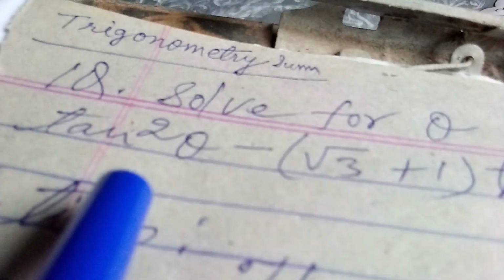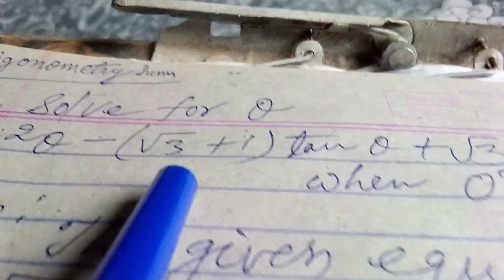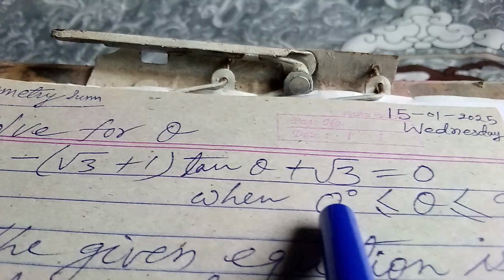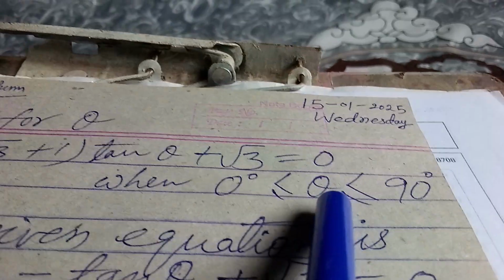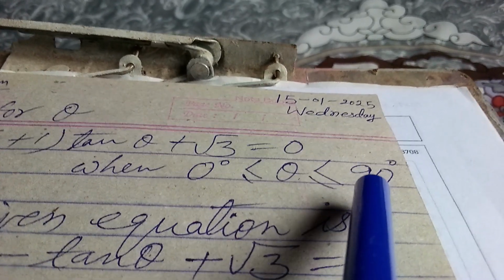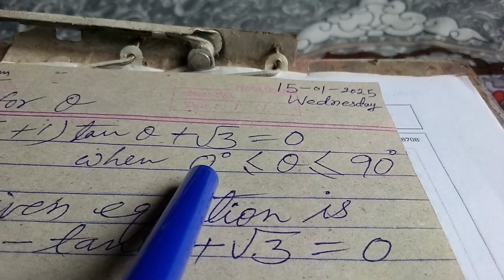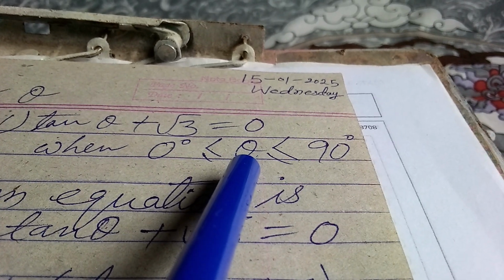The first question is: solve for theta. The equation is tan square theta minus (root 3 plus 1) tan theta plus root 3 equals 0, when theta lies between 0 degree and 90 degree. Or you can read it like 0 degree is smaller or equal to theta, and theta is smaller or equal to 90 degree.